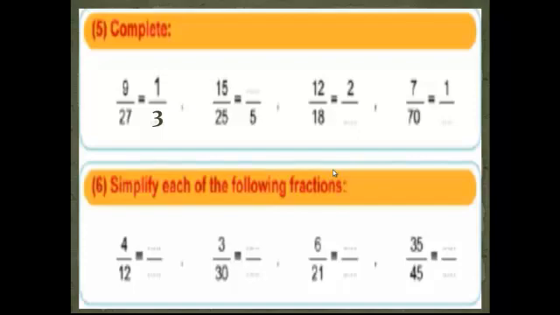12 over 18 equals 2 over what? 12 becomes 2. So it becomes smaller. This means we are going to divide. 12 divided by what equals 2? Yeah, 12 divided by 6. As we divide up by 6, we are going to divide down by 6. So 18 divided by 6 is 3.